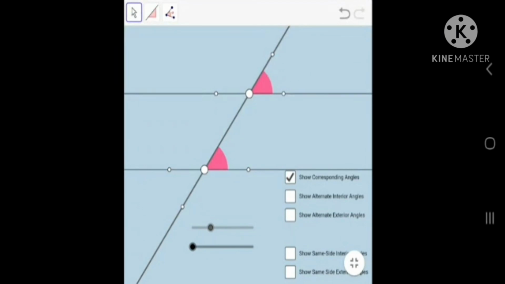So, whenever a transversal intersects two parallel lines, the corresponding angles are always equal, alternate interior angles are equal, alternate exterior angles are also equal, and angles on the same side of the transversal are supplementary whether they are in the interior or the exterior. Co-interior angles and co-exterior angles are always supplementary. Corresponding angles are equal, alternate interior are equal, alternate exterior are equal, angles on the same side of the transversal are supplementary.